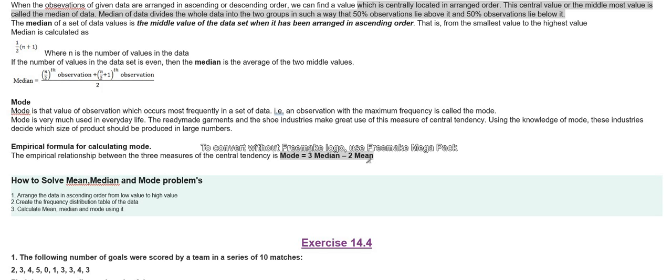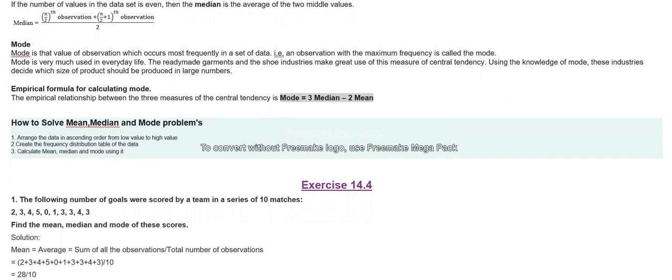Okay, and you have to learn it, that it is the empirical relationship between these three measures of central tendency. This question may be there in the one word answer or in the optional questions. So you have to learn this formula also. Or the question may be that mode or median is given to you and you have to find out the third thing. Okay.